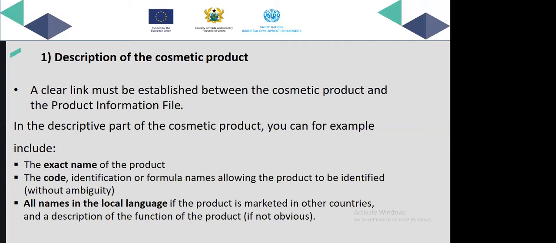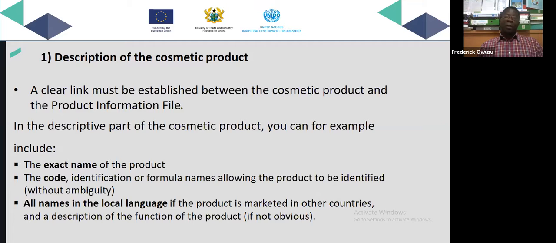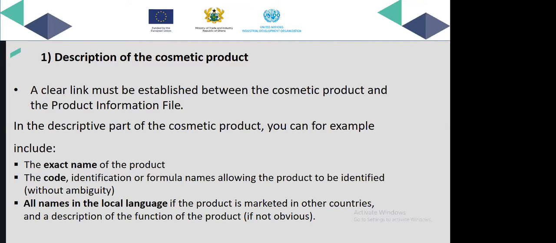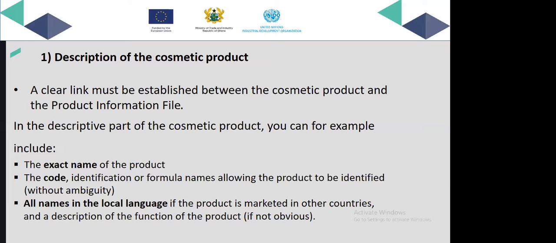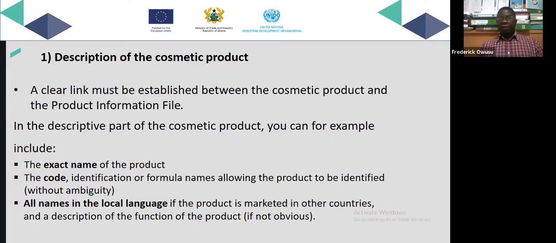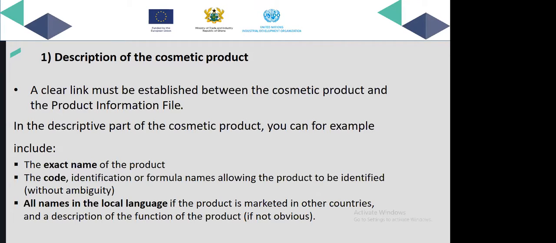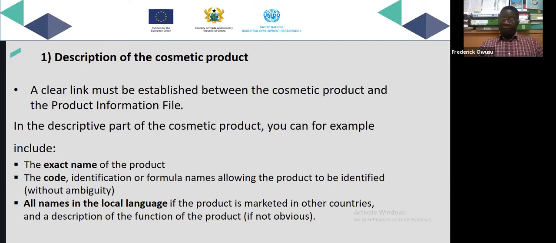So those fanciful names, fine, but you should be able to identify it. You should be able to codify it so that you can identify the product on the shelf. All names in local languages, like we said, alactasamina, anagosamina, whatever, if the product is marketed in other countries. The description of the function of the product, if it is not obvious, you have to state it in your product information file.